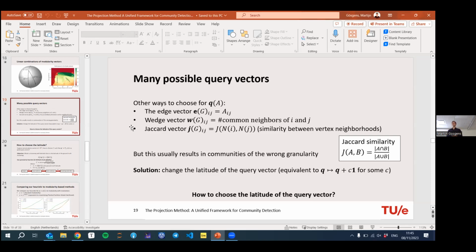Any questions? Yes. Maybe a simple question. One way to handle granularity is to look at hierarchical clustering, the small thing. How does that work with this hyperspherical setting?